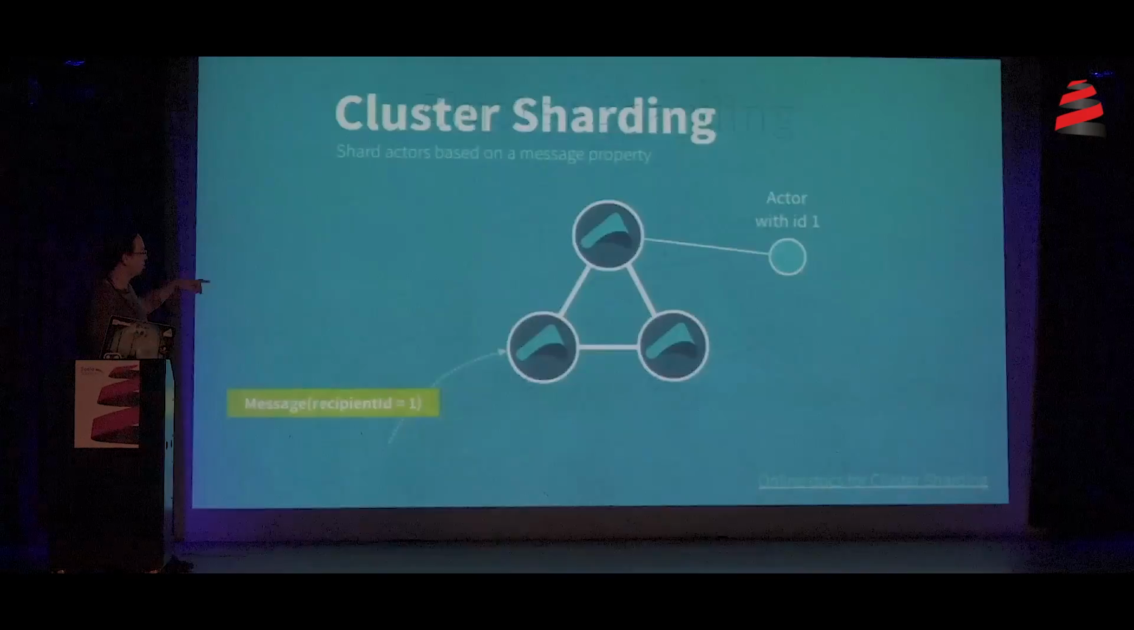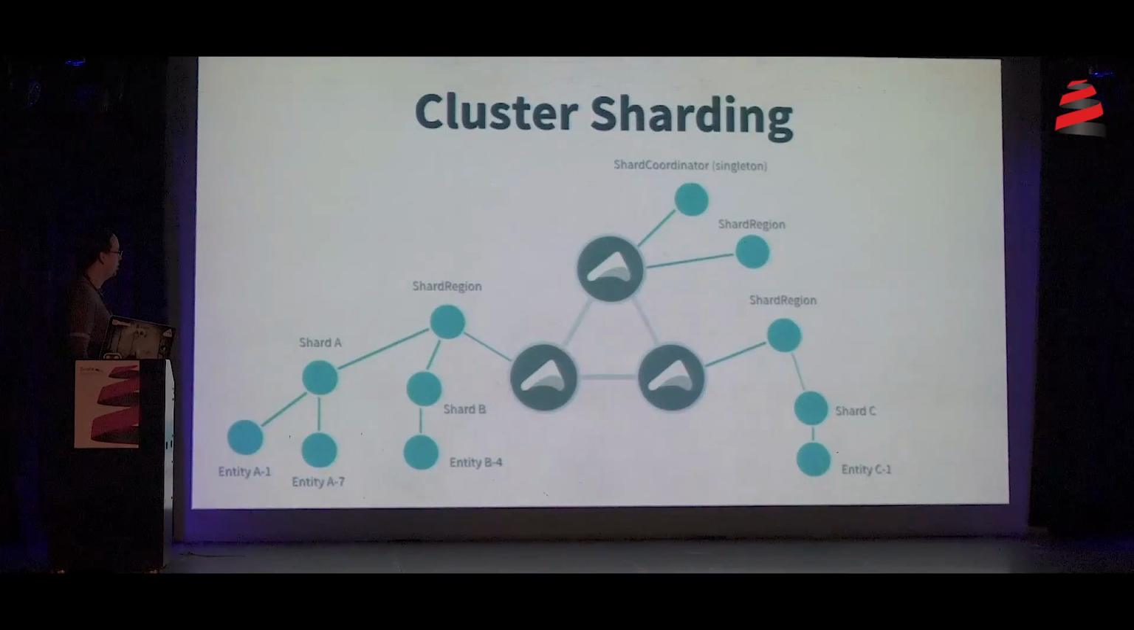Sharding allows you to, given a unique identifier, interact with an actor without actually knowing where it is in the cluster. So cluster sharding will distribute your actors across the nodes, and you will address them through their ID. It works like this: you have a shard region on every node, and in a shard region there can be many shards, and in a shard there can be many entities, which are the concrete actors. In this case, we could say that we have customer IDs, which are A1, A7, B4, C1.